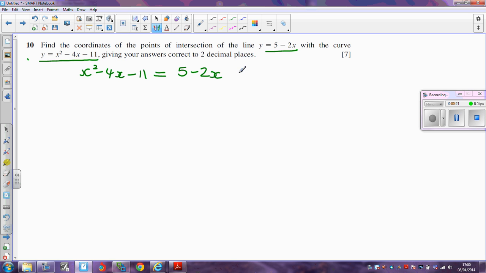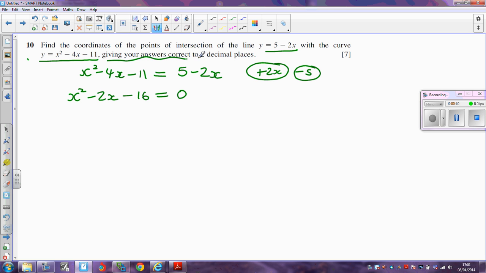So I've eliminated y. Now, it's a quadratic equation, so what I'm going to do is make the right-hand side 0 by adding 2x and subtracting 5 at the same time. Okay, so the left-hand side becomes x squared minus 2x minus 16, and the right-hand side is now 0.